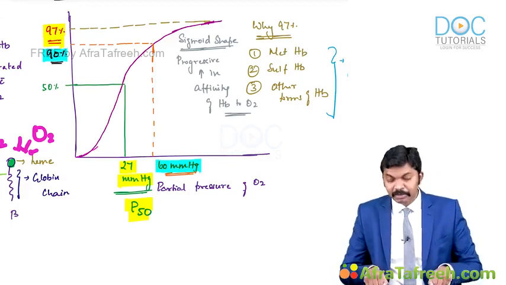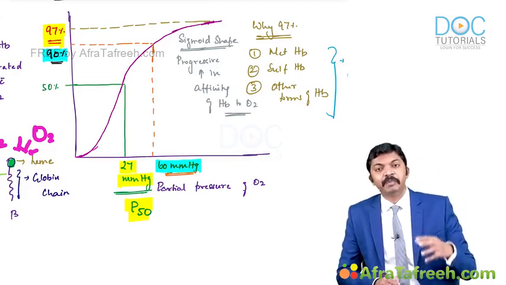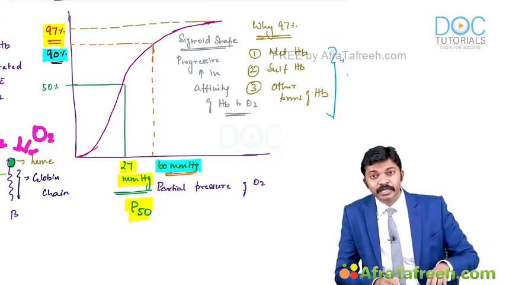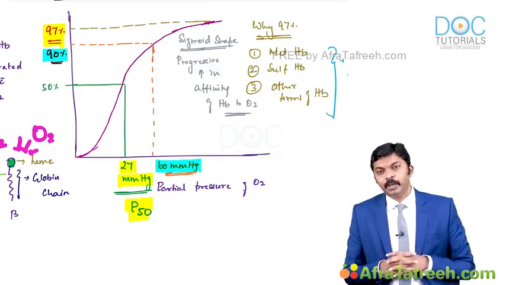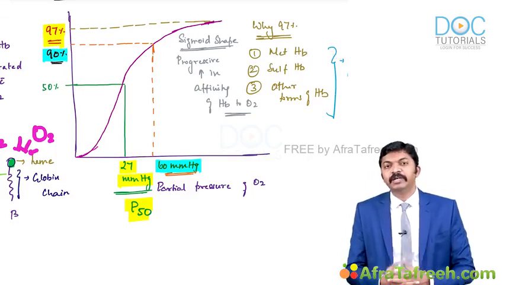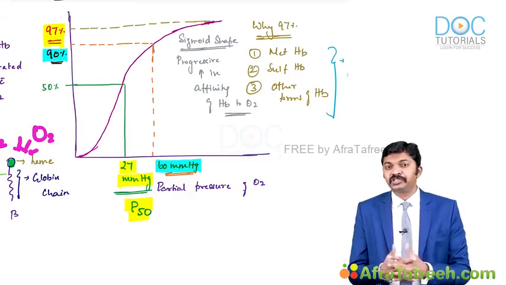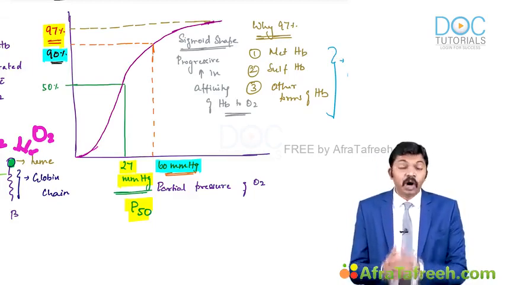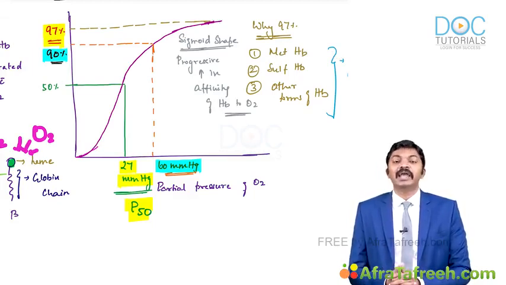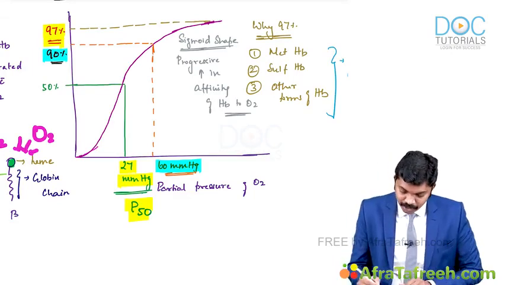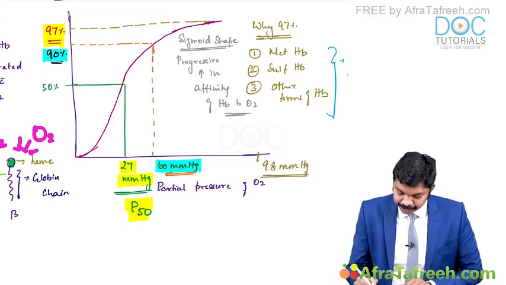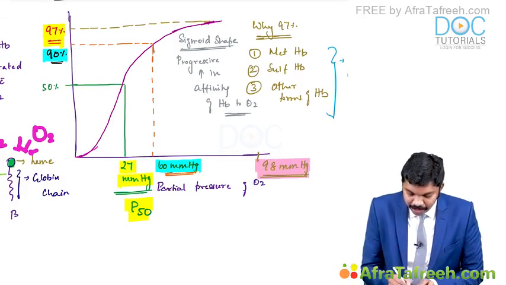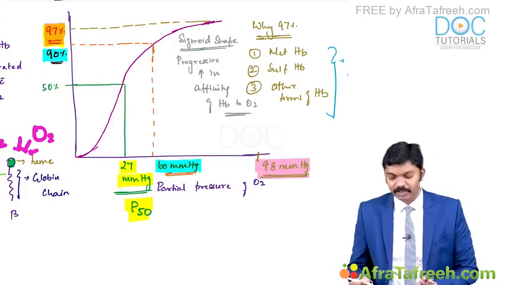saturated. This is the reason a patient who is progressively getting desaturated does not manifest with symptoms, right? When a patient is going for desaturation, till he falls to 60 millimeters of mercury partial pressure, the normal partial pressure of oxygen in arterial blood is 98 millimeters of mercury. Okay, the normal partial pressure is 98 millimeters of mercury. So at 98 millimeters of mercury, you will be having 97% of hemoglobin saturated, right?